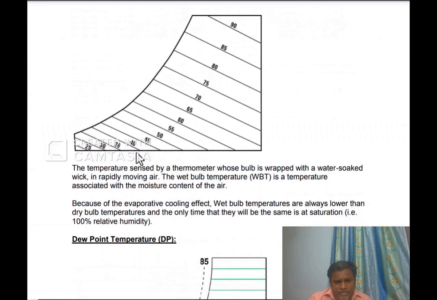So these are the lines for the wet bulb temperature. Wet bulb and dry bulb temperature are equal at this saturated point. This is the line called the saturation line. Whenever a point is lying on this line, you can say that point is saturated. So the saturation point is nothing but 100% relative humidity.